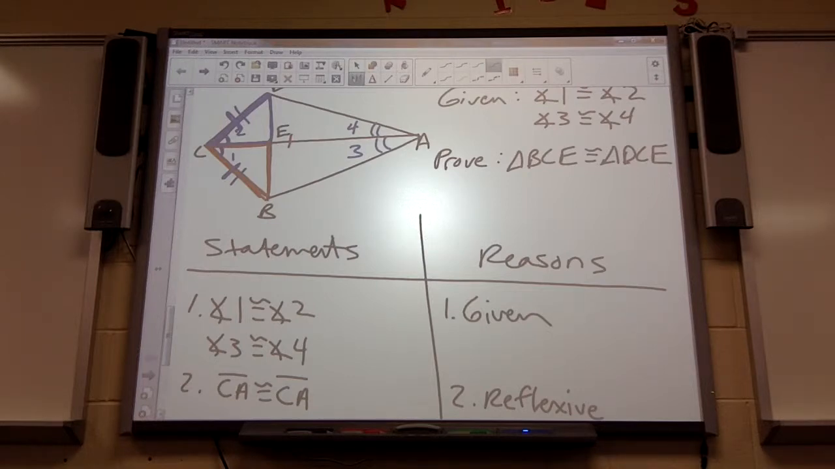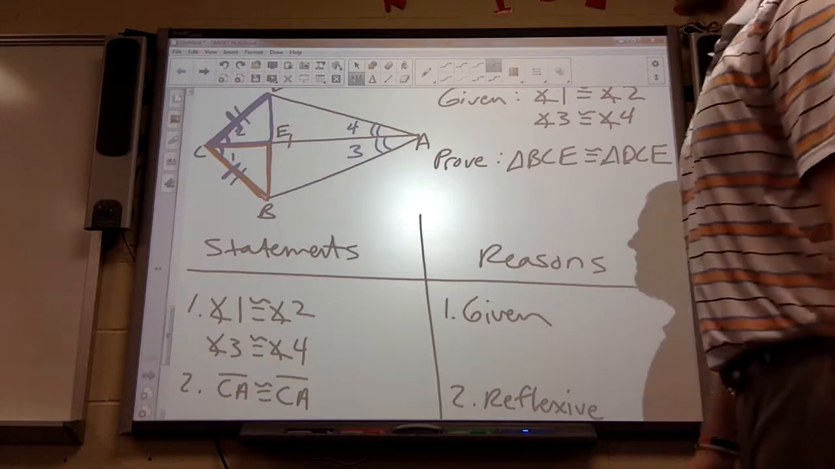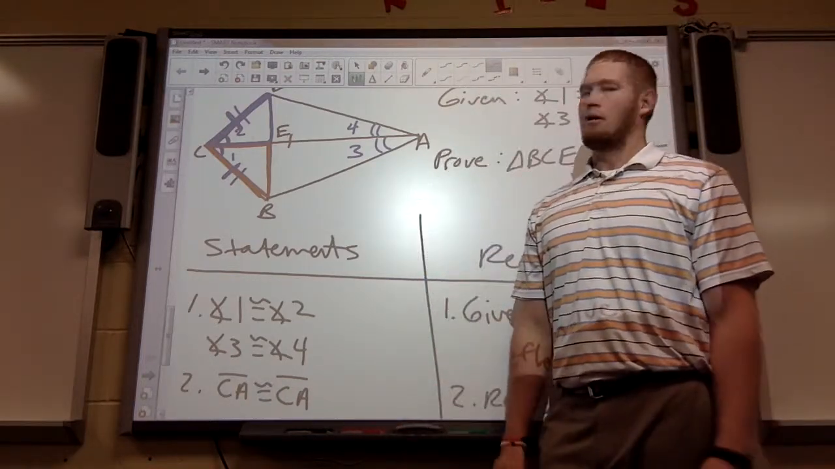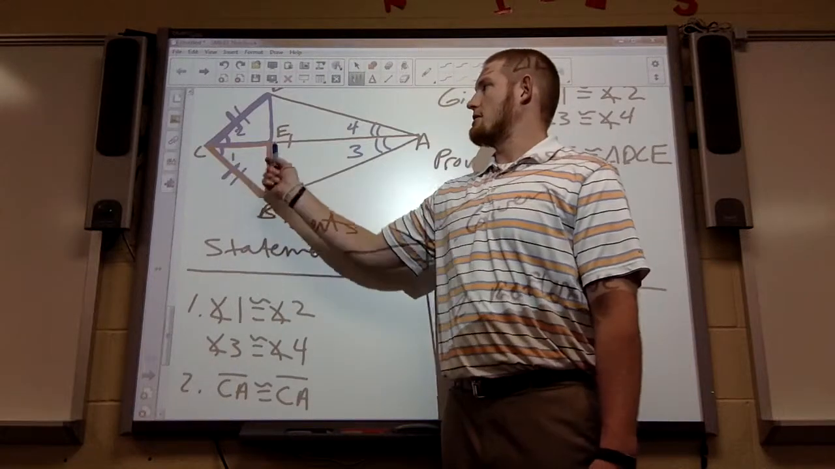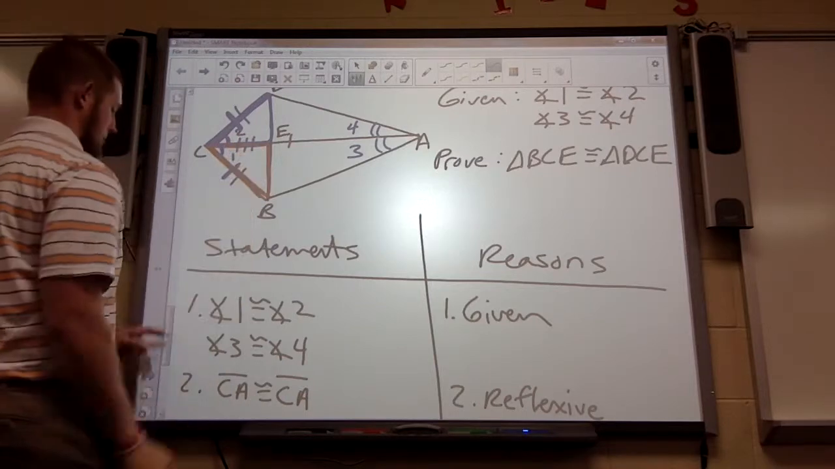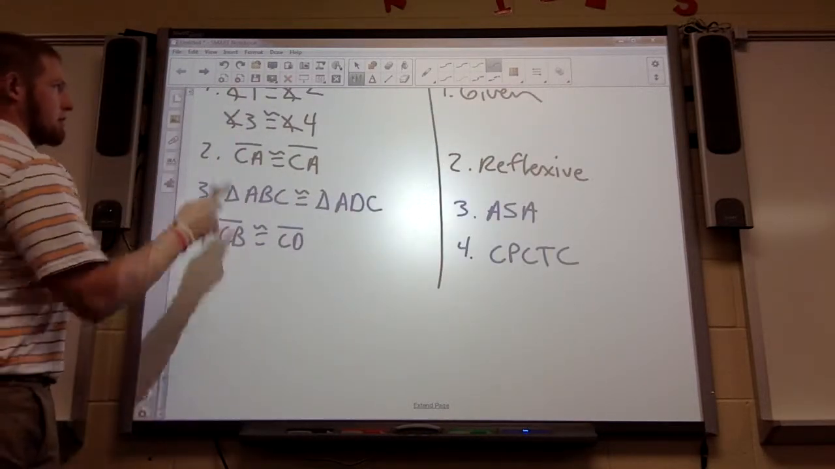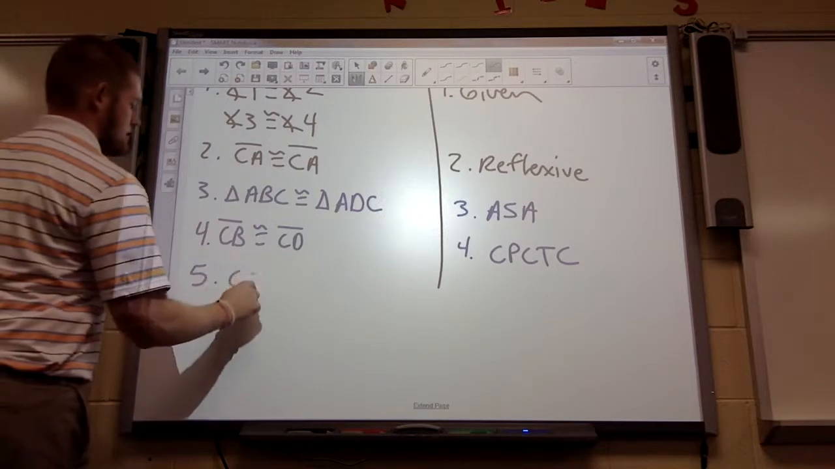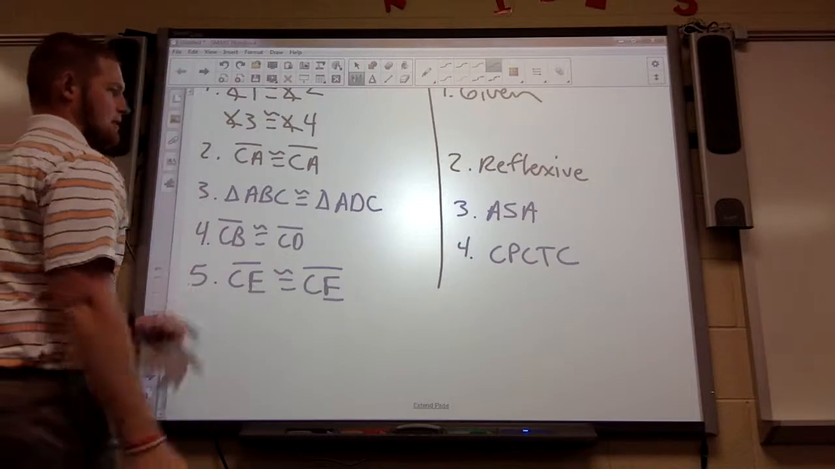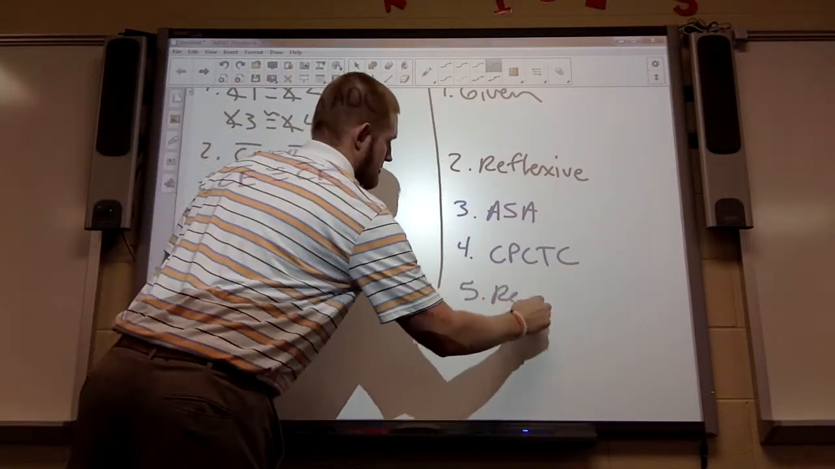Think about what the statement is going to be. We're going to use reflexive. I need to know the statement. Talk with your neighbor quickly. We should have come up with that CE is congruent to CE. So I'm going to put 3 tick marks there. Again, if you think it or mark it, you need to write it. CE is congruent to CE. I already told you the reason was going to be reflexive.